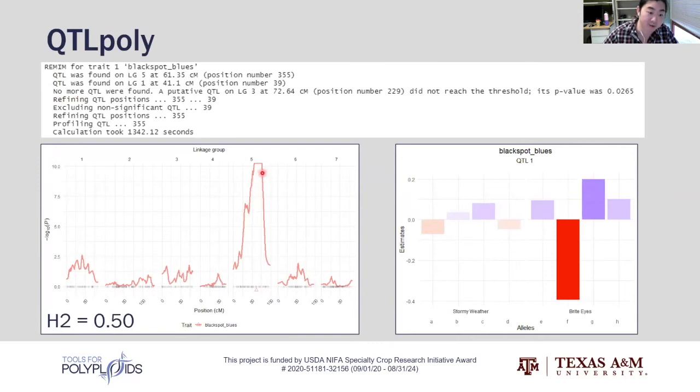From the outputs of QTLpoly, the position of this QTL was at 61 centimorgans. The estimated h2 is how they estimate PVE. So this is the heritability of this QTL. It was estimated to be about 0.5. And then in the output of QTLpoly, you see allele estimates. So if an individual had this Brae-Burn F allele, it's estimated to have a negative 0.4 effect.